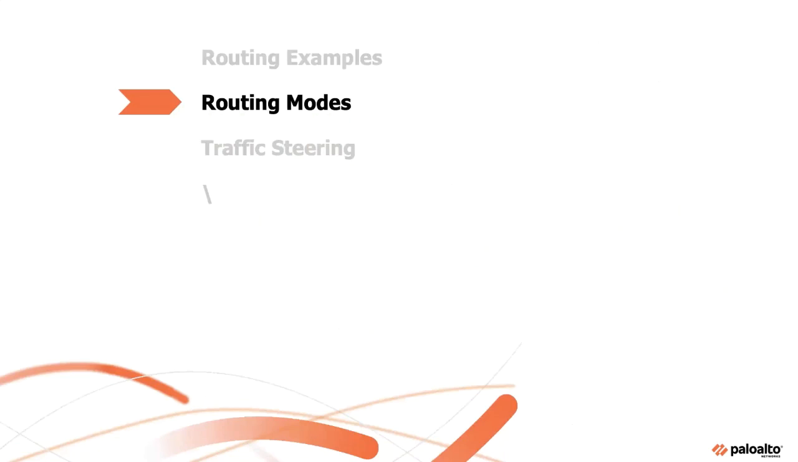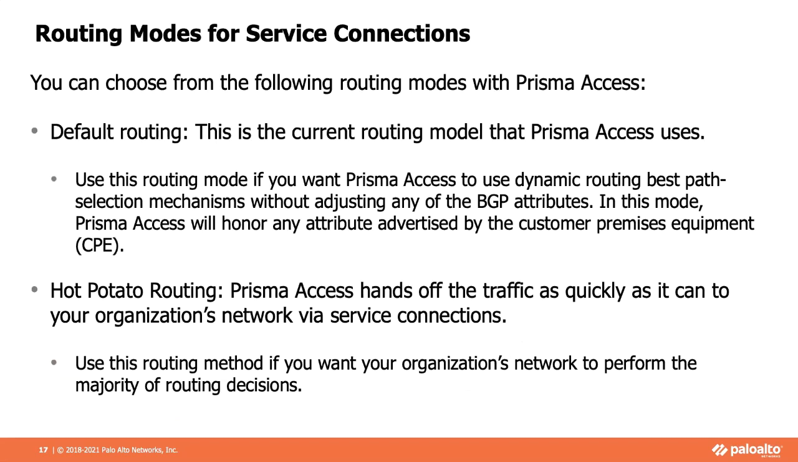So that's some of the default routing functionality. But let's move into some of the advanced stuff: routing modes, traffic steering, that sort of thing. Now, Prisma Access supports 2 different routing modes for service connections, again, if you're licensed for these service connections.